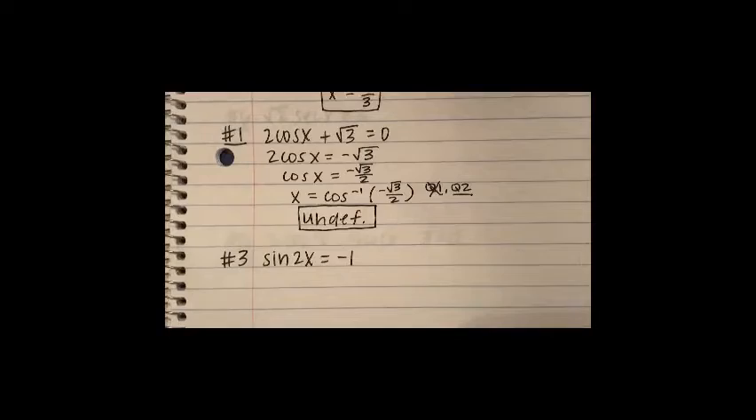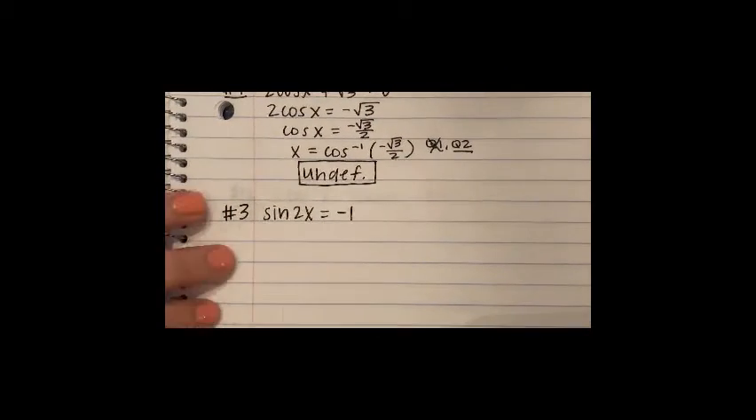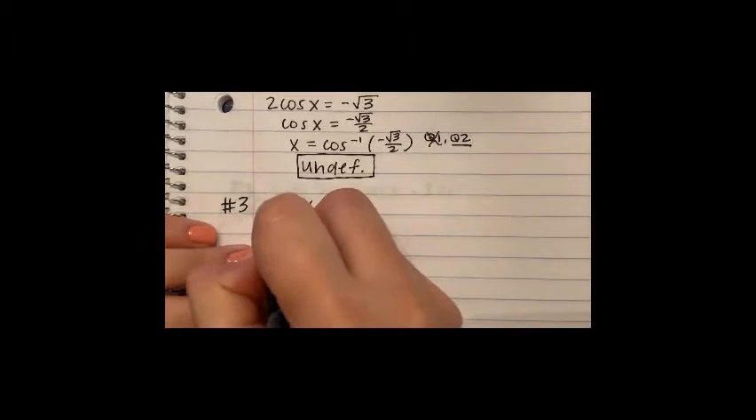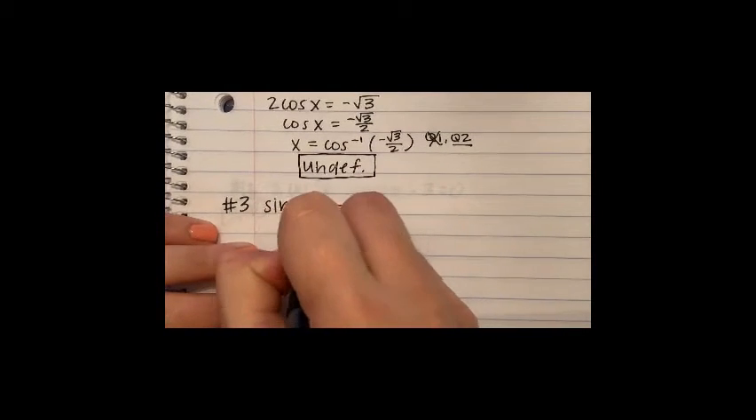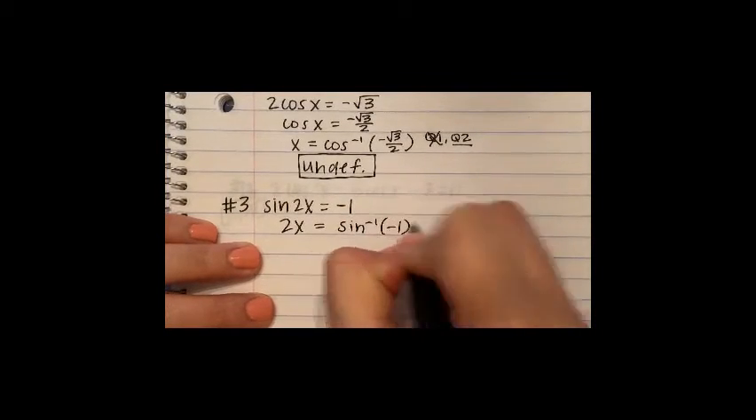Number 3 on your paper is a little tricky because it's a weird algebra problem. A lot of you are going to screw up because you're going to say, hey, let's divide by 2. I cannot divide by this 2 until I get rid of sine. So this 2x is going to stay. Let's move the sine and become the inverse first.